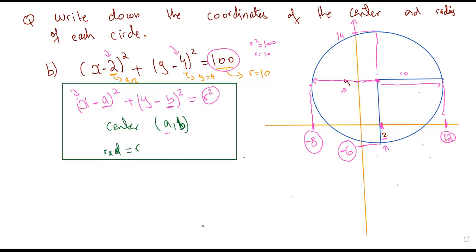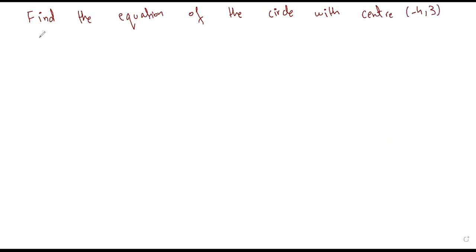Okay, perfect. Let's talk about another example then. This time the question is: find the equation of the circle with center -4 and 3 and radius 6.